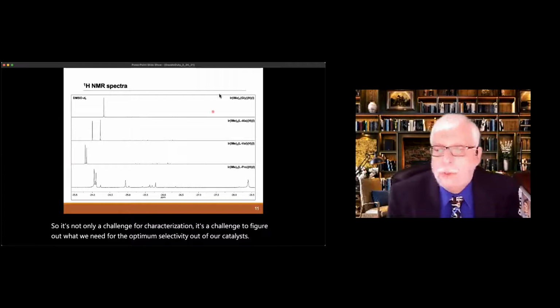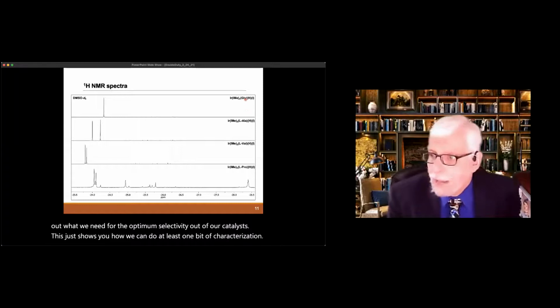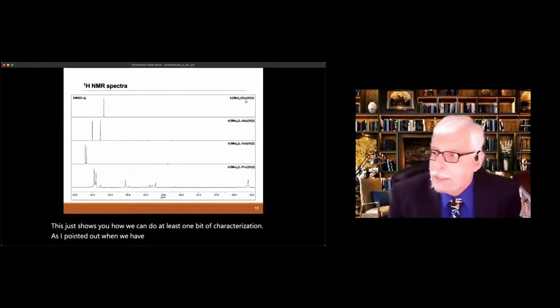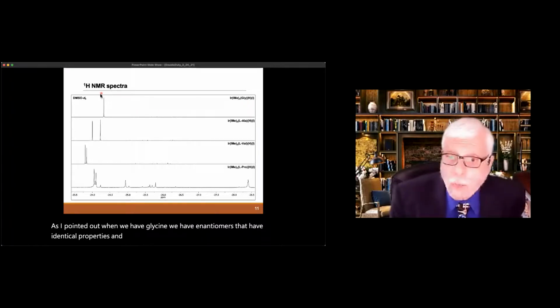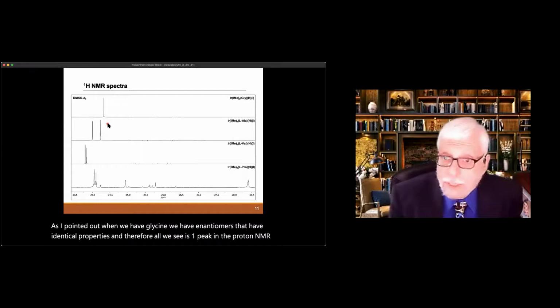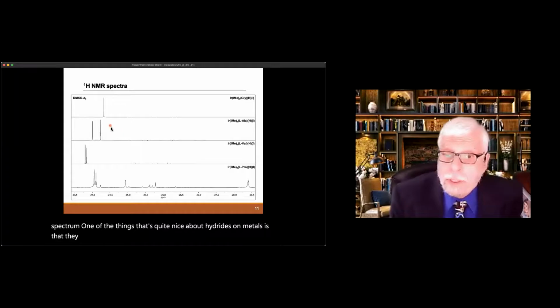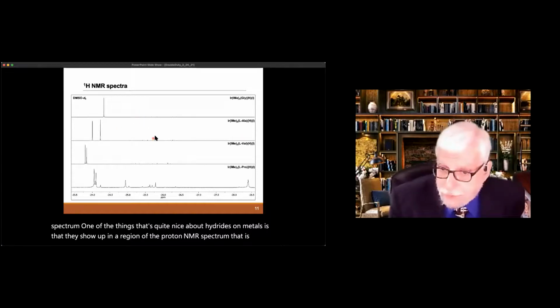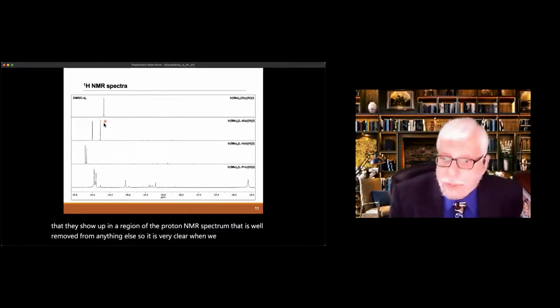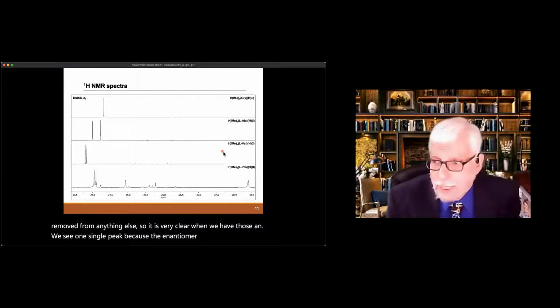This just shows you how we can do at least one bit of characterization. As I pointed out, when we have glycine, we have enantiomers that have identical properties, and therefore all we see is one peak in the proton NMR spectrum. One of the things that's quite nice about hydrides on metals is that they show up in a region of the proton NMR spectrum that is well removed from anything else. So it is very clear when we have those, and we see one single peak because the enantiomers show the same chemical shift for the hydrides.